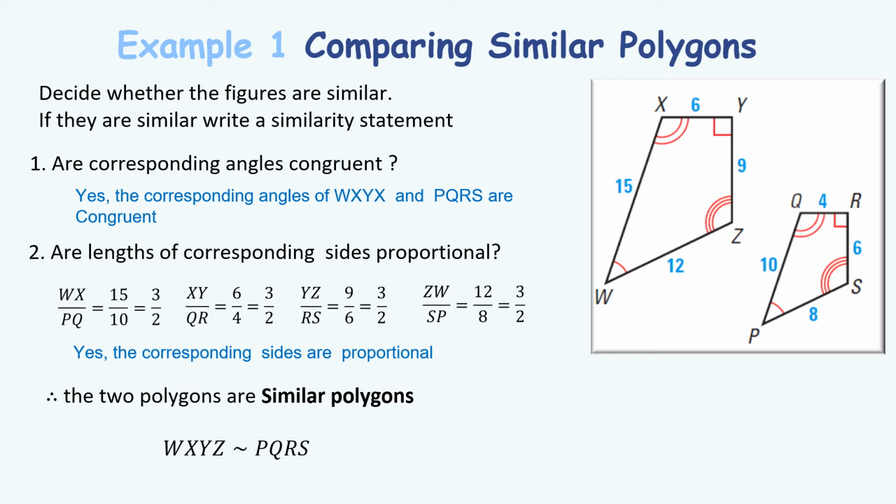Notice that to write this similarity statement, we need to take care of the corresponding vertices, of the corresponding angles. W corresponds to P because they measure the same. X corresponds to Q because they measure the same. You can look at the figure, the markings. Y corresponds to R, and Z corresponds to S. So we need to be careful when writing the similarity statement, the same as we did previously when we saw congruent figures. So we have to be careful in the way that we list the corresponding angles.